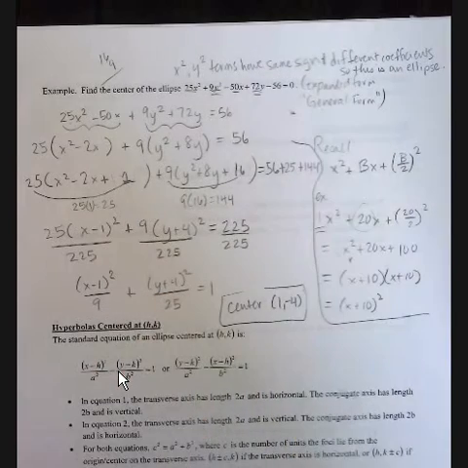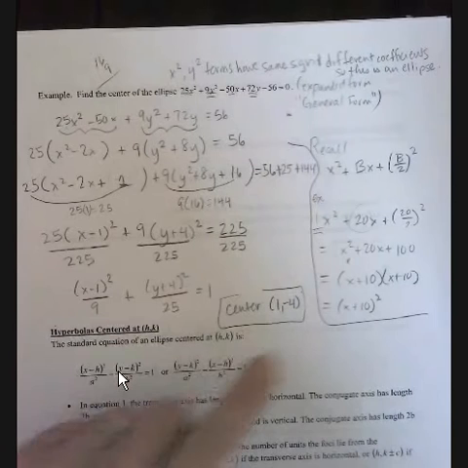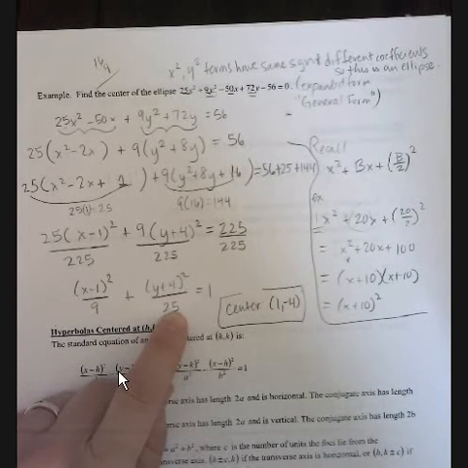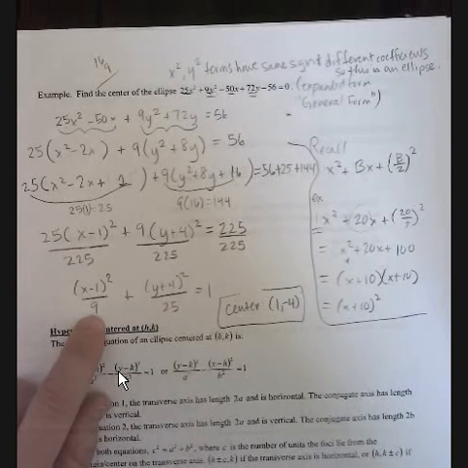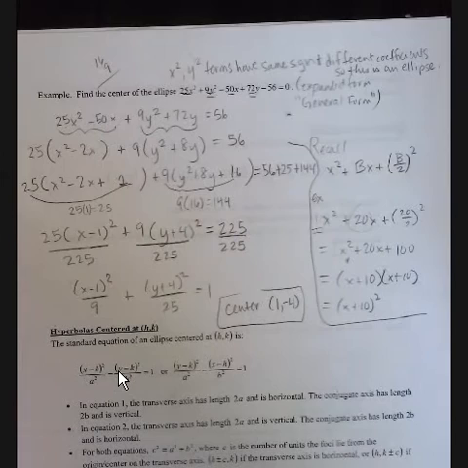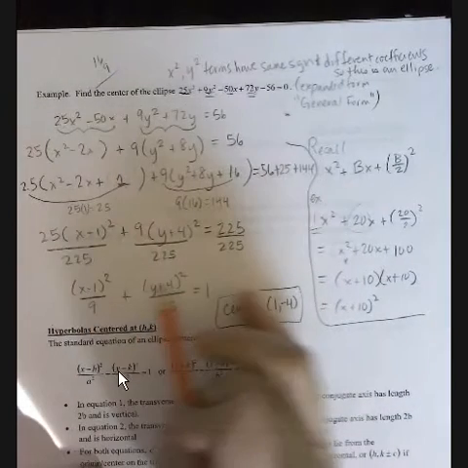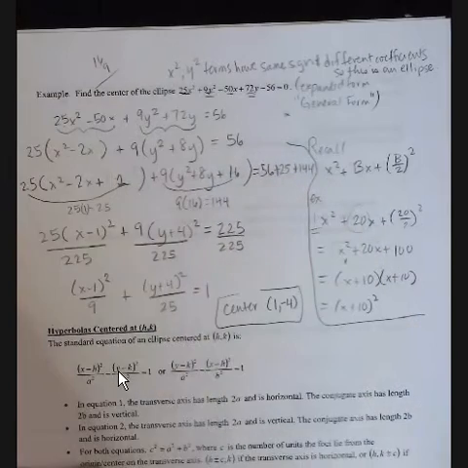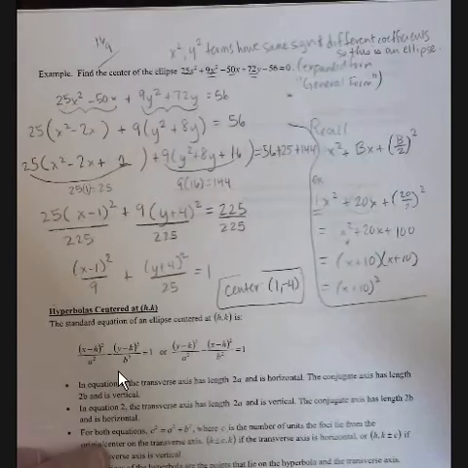Right? The graph would start at (1, -4), count up and down 5 units, and then left and right 3 units, and then connect the 4 points to get a graph of our ellipse. Don't forget to take opposites here. This is a -1, so that becomes 1. A +4 becomes -4 in the center. So it shifts the opposite way.